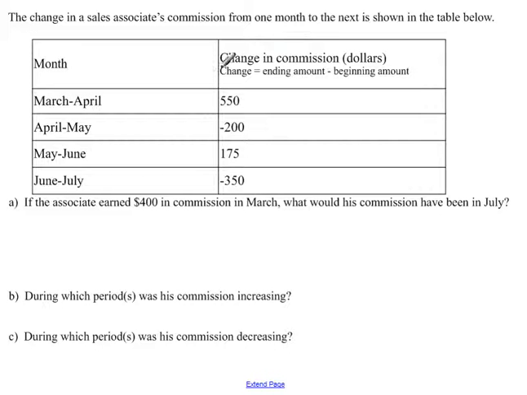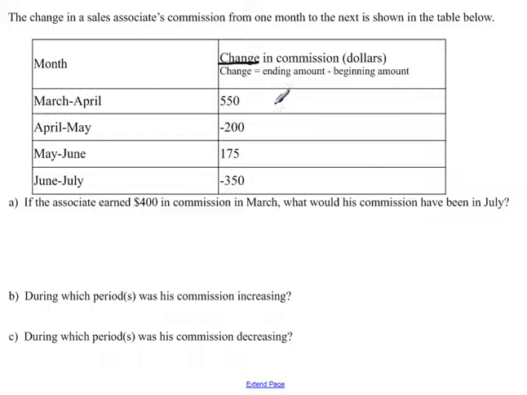In this column, they've actually given us the change in commission. Remember, the change is the ending amount minus the beginning amount. So that's where these numbers came from. Now, we don't know what the actual commission amounts were, so we want to keep this in mind. This isn't saying that his commission was $550. This is saying that his commission changed from March to April.